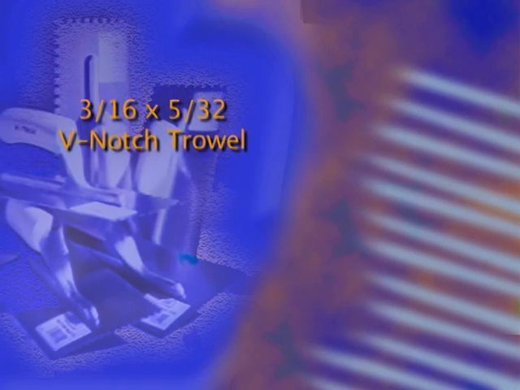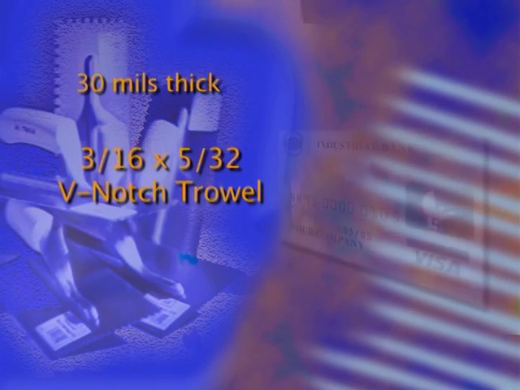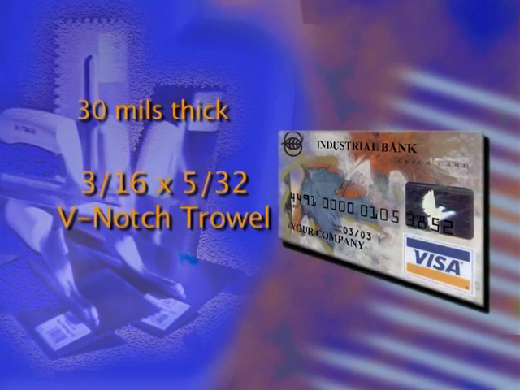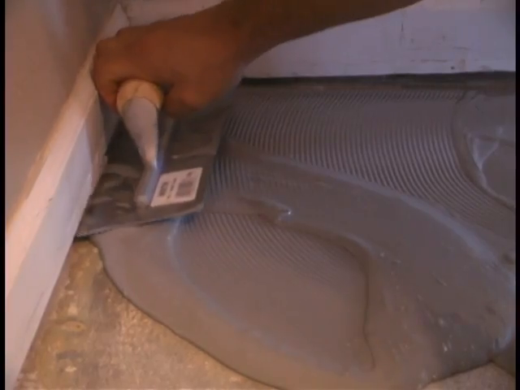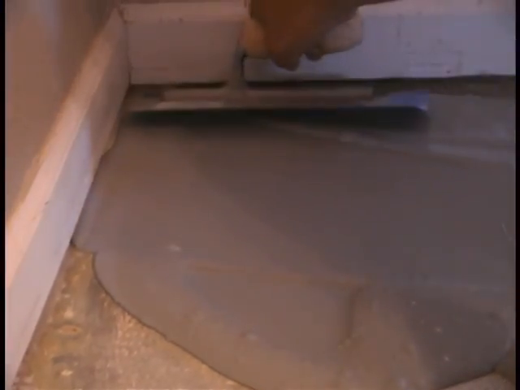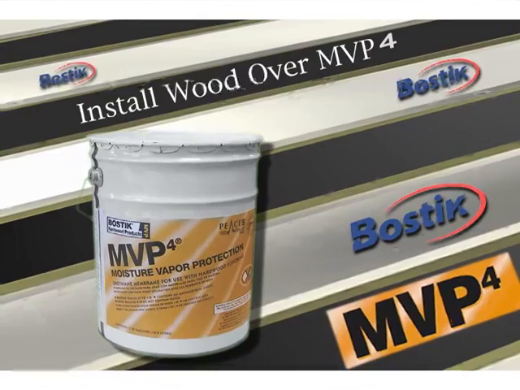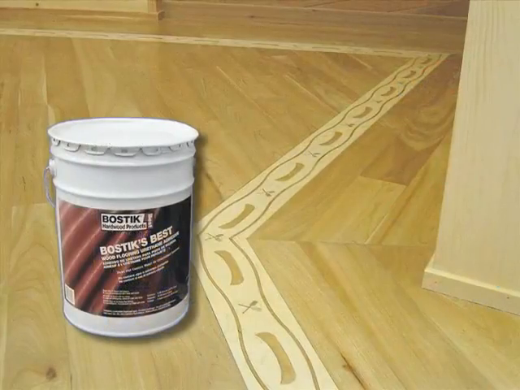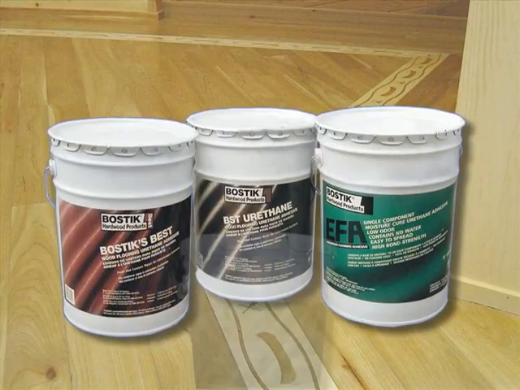Bostik recommends the use of a 3/16 by 5/32 inch V-notch trowel to achieve a flat membrane that is uniformly 30 mils thick, a protective layer similar to the thickness of a credit card. MVP4 is designed to level and heal with little need for flat troweling to achieve a continuous membrane. Wood flooring can be installed over MVP4 with Bostik's Best, Bostik BST Urethane, Bostik EFA, or Bostik's TKO.